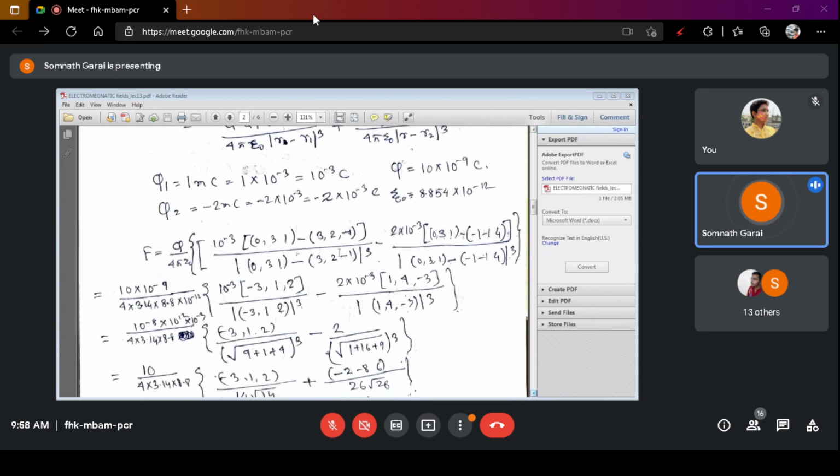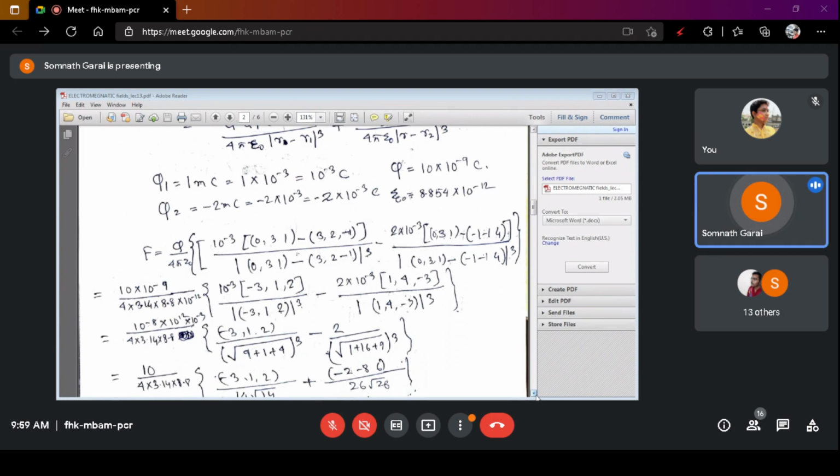Now we can put the value of Q, 4 pi epsilon naught, in this value. Epsilon naught equals 8.8 into 10 to the power minus 12. So 8.8 into 10 to the power minus 12 in the lower portion, and 10 to the power 12 in the upper portion. Now we take 10 to the power q common in both these two parts, and this is 10 to the power minus 8.